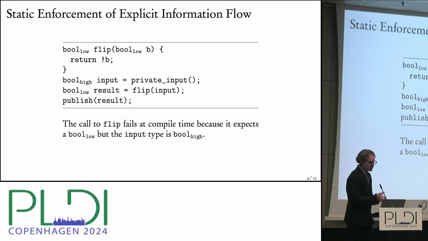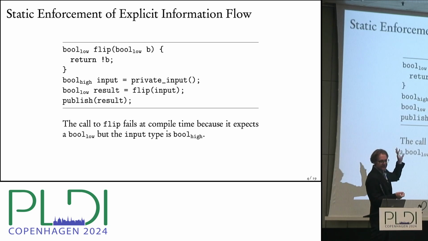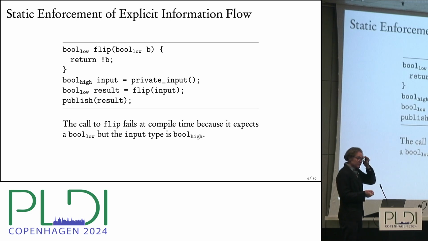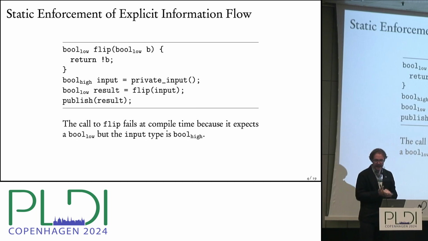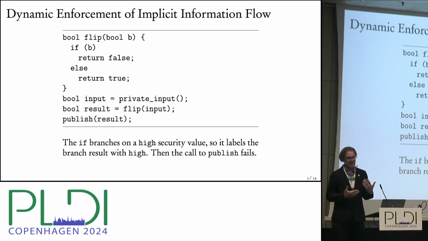Okay. Over on the static enforcement side, you can see now I've annotated the types with their security levels. And of course, when you try to call flip here, it's saying I want a low security Boolean, but we're giving it a high security Boolean, and you're going to get a type error at that point. Okay, those are the obvious explicit flow cases.